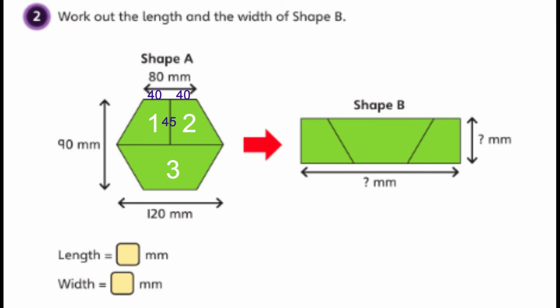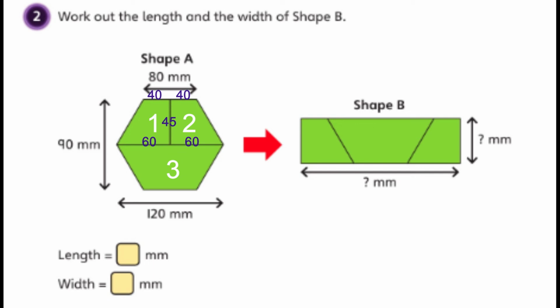Something else that they've told us is that the width from side to side of this full shape, shape A, is 120 millimeters. That means that the line running through the middle of that shape measures 120. But it also tells me that the bottom of each of the small trapezoids, trapezoid 1 and trapezoid 2, is half of 120 because those two shapes are exactly the same. So if I cut 120 in half, I get 60. That means the bottom of each of shapes 1 and 2 in shape A is 60 millimeters.